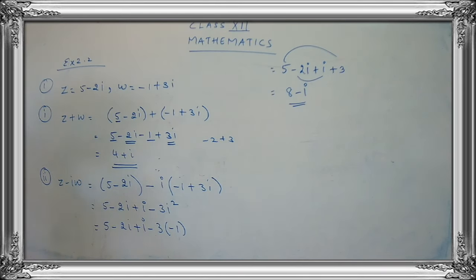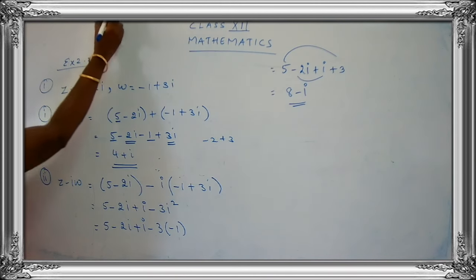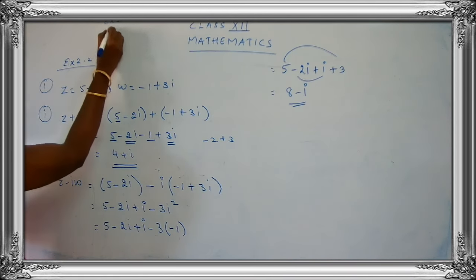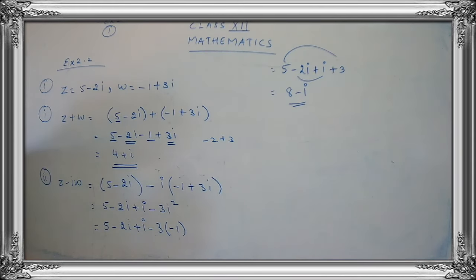Okay, children, now your homework is exercise 2.2, question number 1. I have completed the first subpart and the second subpart. You are going to try out the third, fourth, fifth and the sixth, just a substitution, children. You have to just substitute the value for Z and W, and simplify, and you are going to get the answer in terms of a real part and an imaginary part. I hope you can try out the remaining questions from question number 1.